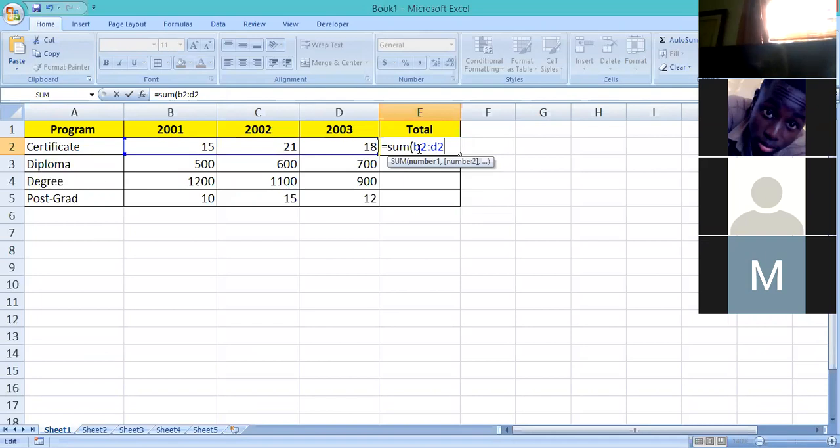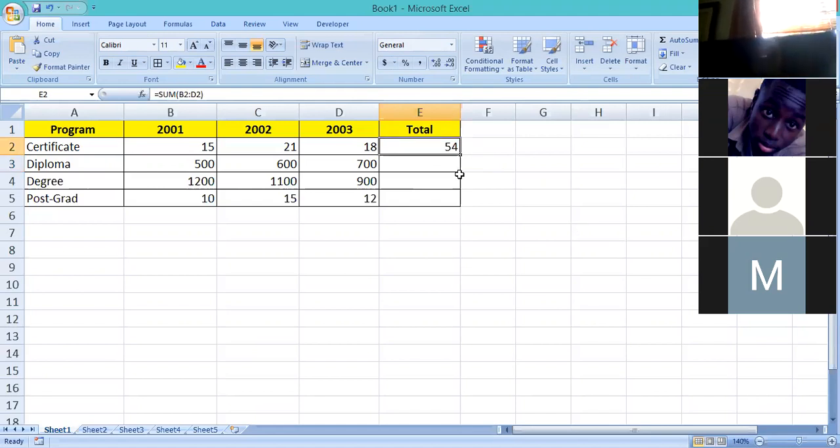Colon means "to", separating. Yes. So it's B2 to D2, and then you close the bracket, press enter, and it tells you the total. So the answer for this one is 54, right?